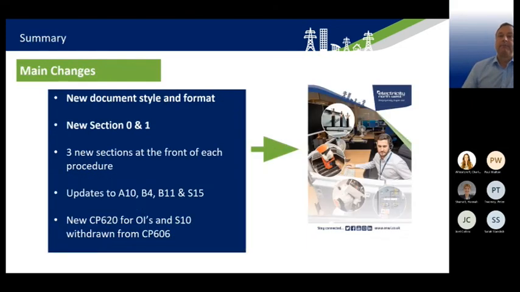Okay, so just to summarise the main changes, it's the documents in a new style and format, which makes it easier to read and understand. There's two new sections, 0 and 1, which I've gone through. 3 new sections in the front of each procedure, which relate to safety information. And then there's been updates to A10, B4, B11 and S15. And there's a new code of practice for operation instructions. 620 has been issued, and S10 has been withdrawn from 606. So that's the main summary of the changes.